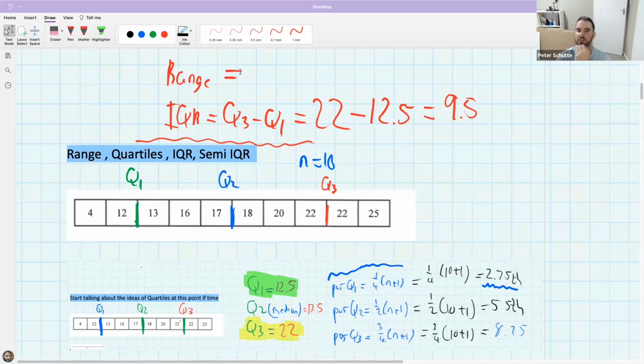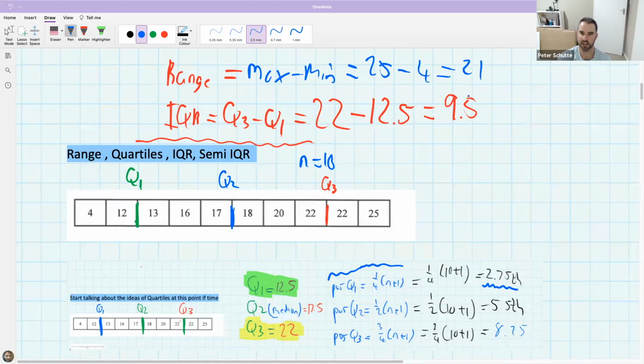Can you tell me what the range is for this data set? So range is normally max minus min. So can you find that? And I guess that the range, all the data sits within 21 units.